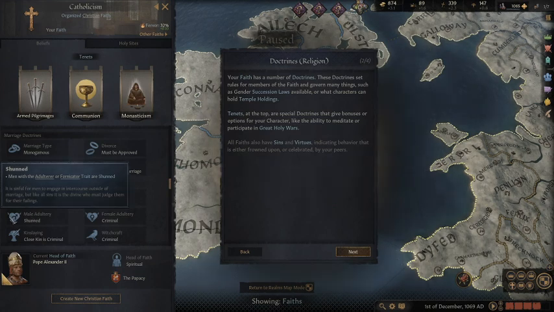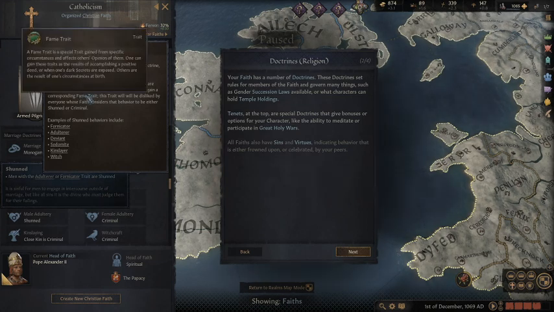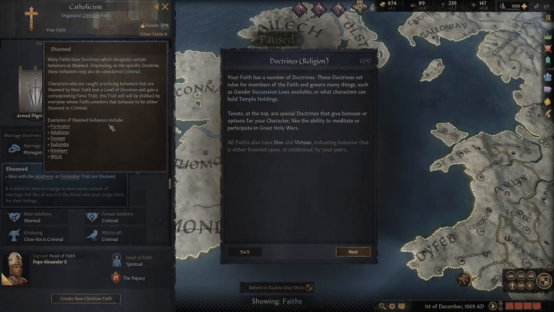Male adultery is only shunned. Men with the adulterer or fornicator trait are shunned, and it is sinful for men to engage in intercourse outside of marriage, but like all sins, it is the divine who must judge them for their failings. But shunned means many faiths have doctrines. Characters who are caught practicing shunned behaviors are shunned by their faith, lose a level of devotion, and gain a corresponding fame trait. This trait will be disliked by everyone whose faith considers that behavior to be either shunned or criminal.